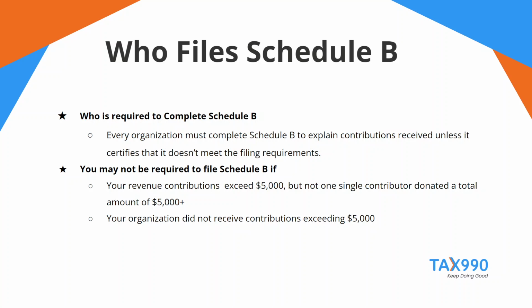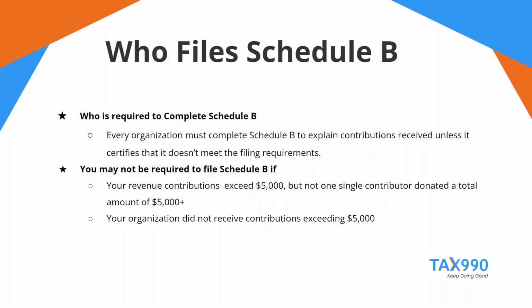You may not be required to file Schedule B if your revenue contributions exceed $5,000, but not one single contributor donated a total amount of $5,000 or more dollars. For example, if you receive 6 $1,000 donations, your total contribution amount would exceed $5,000, but since one single contributor did not exceed $5,000, you would not be required to report the contributions on Schedule B.